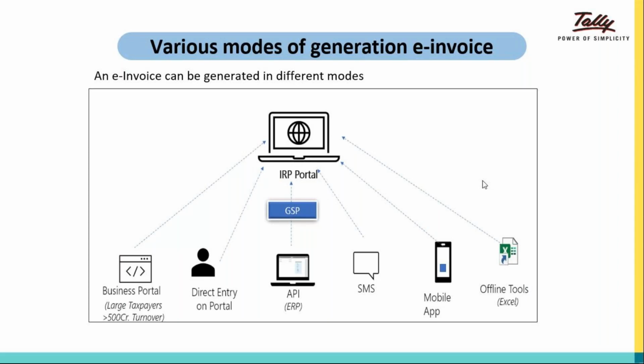So you can generate your e-invoice. See, where do we have to generate it? We have to generate it in the IRP portal. If you want to generate it in the IRP portal, you have to use any of these methods or modes that you can see here. One, you can use your Excel. You can upload your e-invoice to the IRP portal through Excel, through mobile app, through SMS, through your ERP. Okay, ERP means the accounting software.